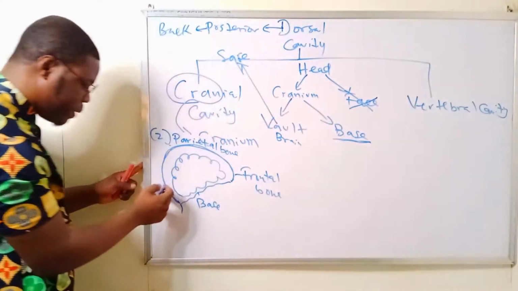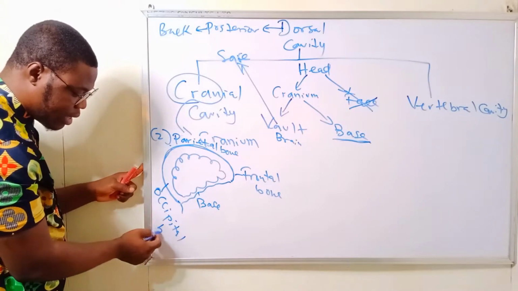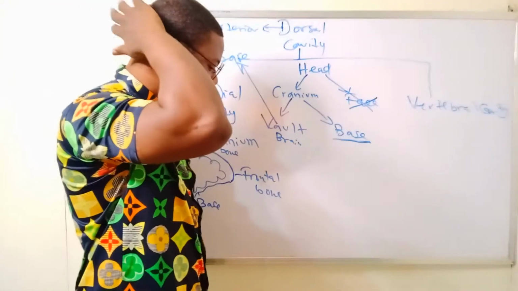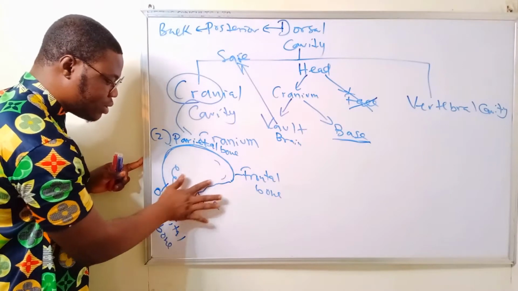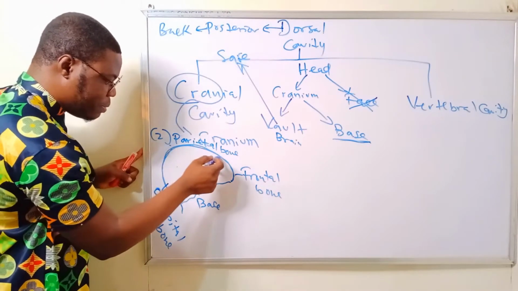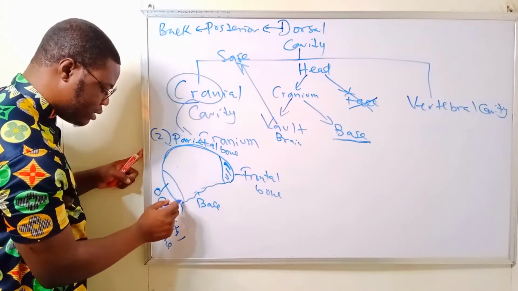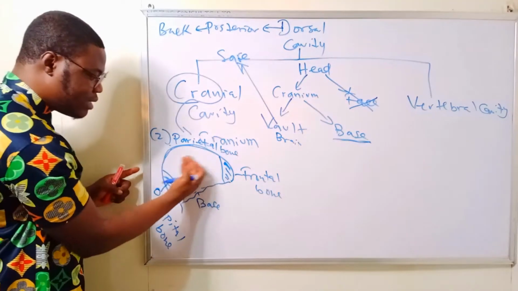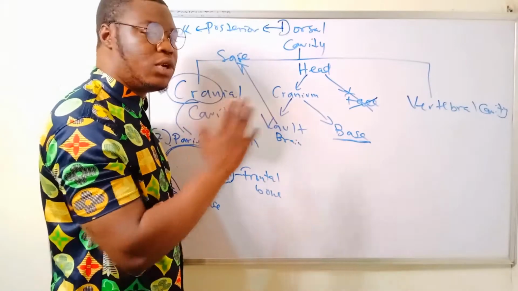And now, this part is called the occipital bone. Occipital bone. So the occipital bone is right here. And then, what next? We are left with the side. So let's clean this organ so we can have a view of the side. So we said this part is the frontal bone. And this part is the occipital bone.